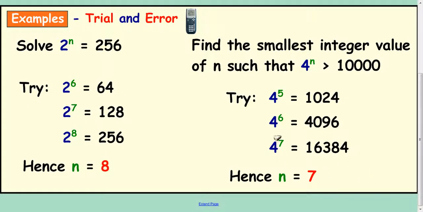Now if you jumped straight to 7 and got this answer, don't trust that. I would always test 6 out. Try one before, just to make sure that 6 didn't give you an answer of greater than 10,000.